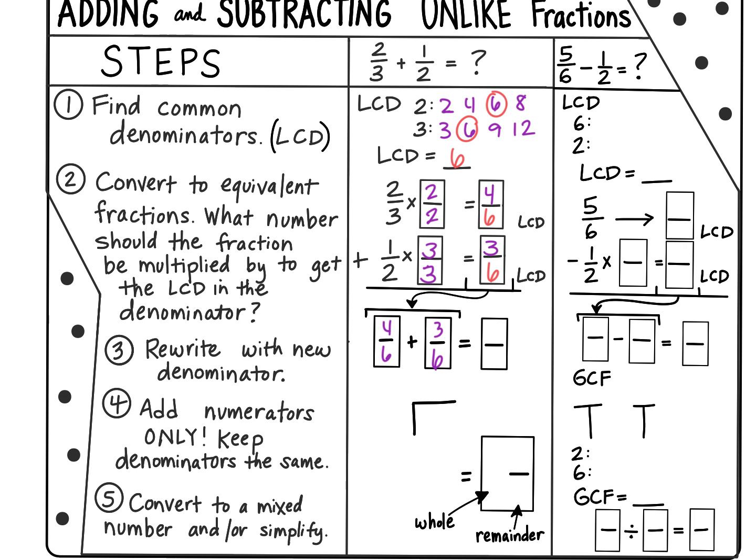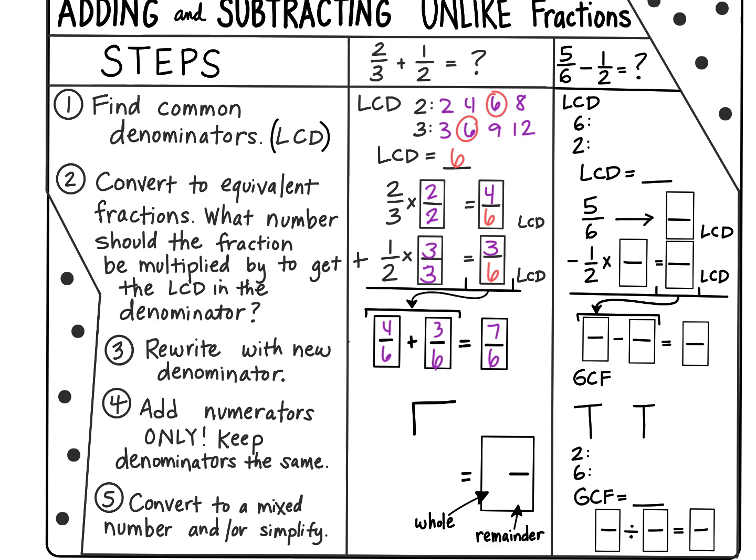So what am I adding together? My numerators or my denominators or both? Both. Only the numerators. Step number 4 right here. Add the numerators only. So what is 4 plus 3? 7. Does the denominator change? No. Why do you think I have this right here?